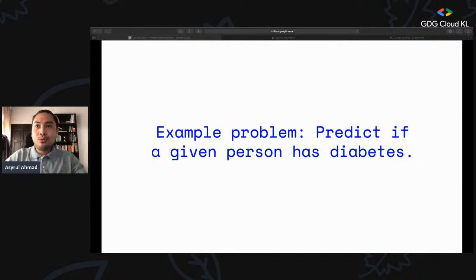So why would you want to do something like this? Why would you want to predict someone has diabetes? Well, you want to do this to identify a list of potential patients. Then if you can identify potential patients, you can take preventive measures, which could prevent them from being diagnosed with diabetes.